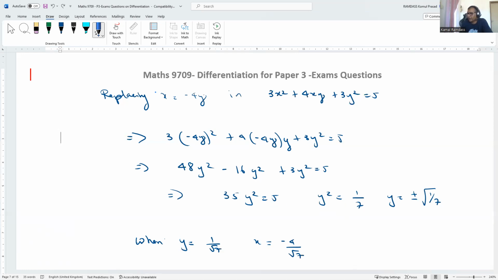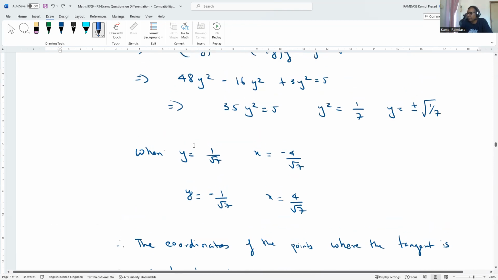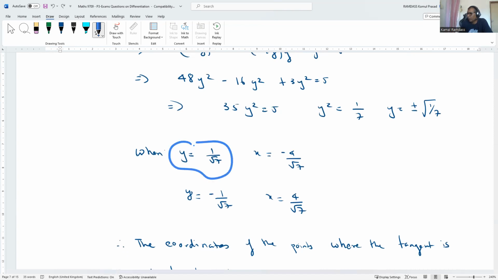Y squared is equal to 1 over 7. Et y is equal to plus ou minus root de 1 over 7. Ça veut dire y is equal to 1 over root de 7. Parce que root de 1 sur 7, root de 1 vient 1, 1 over root de 7. Et x is equal to minus de, bon, on dire comme ça, y is equal to 1 over root de 7.